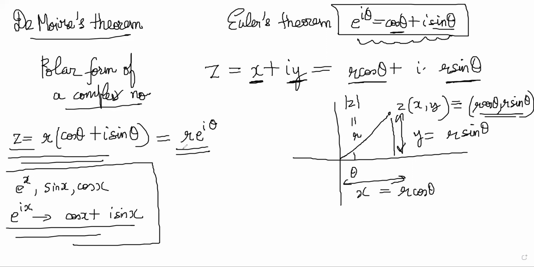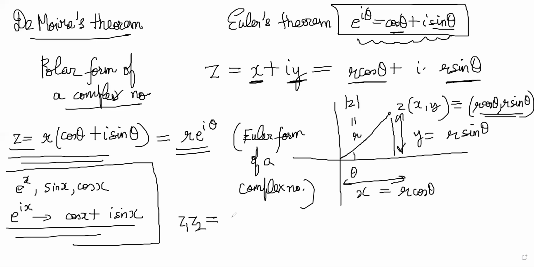z is equal to r e^(i theta) is called the Euler form of a complex number. So this Euler form is super useful sometimes, especially while taking roots of a complex number, because roots will be just division of the argument, right? So if suppose you have z1, z2, two complex numbers, you can multiply and divide them very easily using Euler's form.